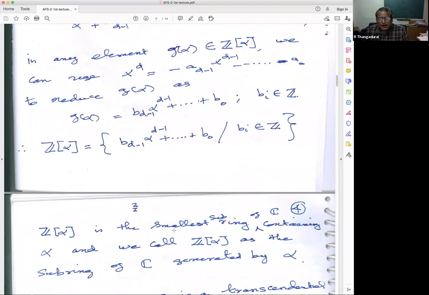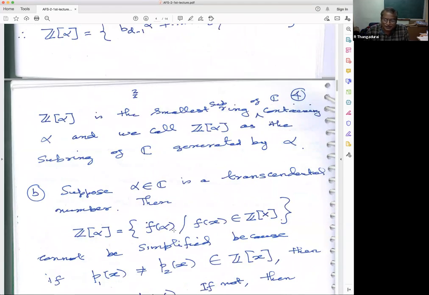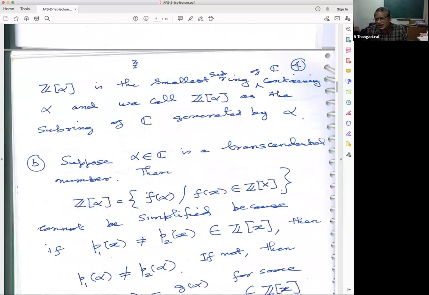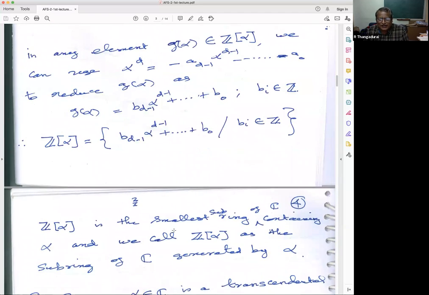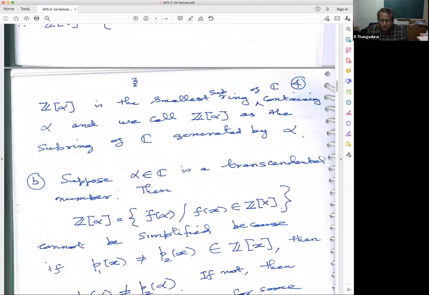Instead of an algebraic number, suppose alpha is a transcendental number. Then Z[alpha] is obtained by taking any polynomial in Z[x] and plugging in x equal to alpha. This is the collection of all complex numbers of the form f of alpha, where f varies over all polynomials in Z[x]. Here we cannot simplify like what we did in the previous example, because alpha was algebraic there, and here alpha is not algebraic.